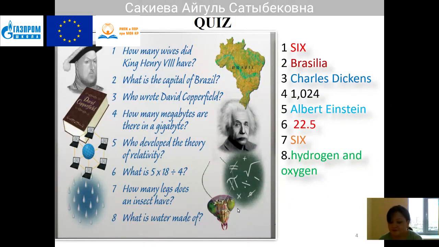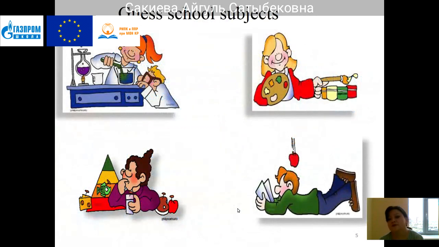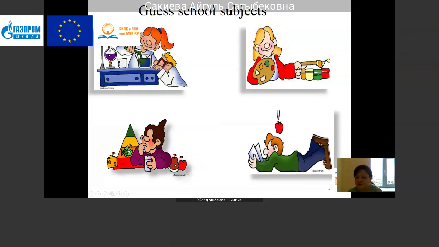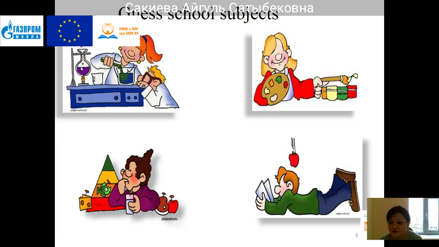So let's move on. As I told you before, we are going to repeat some words related to school and school subjects. Look at these pictures, and please, can you find the names of these subjects? Look at the first picture. She is in the laboratory and she is doing an experiment. What kind of subject could it be? Art? Okay, second, but we are talking about the first picture. Chemistry. Let's check. Yes, this is chemistry, you're right.